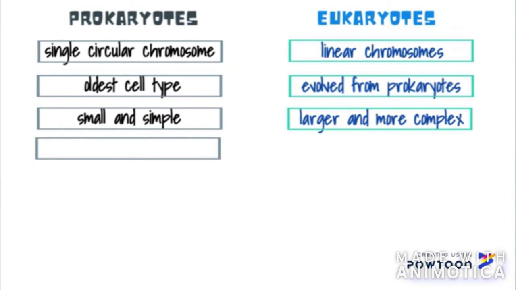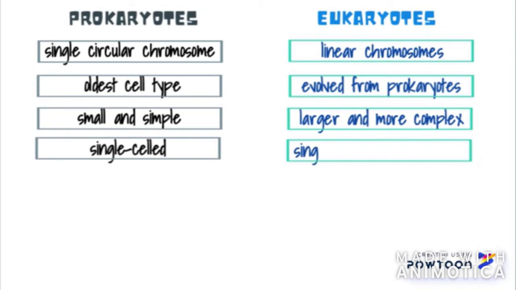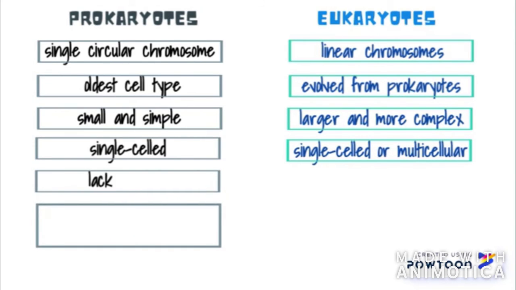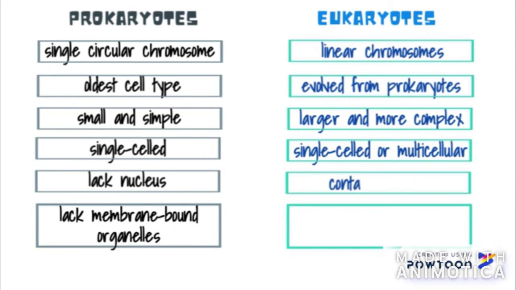Prokaryotes are single-cell organisms. Eukaryotes can be either single-cell or multicellular. And finally, prokaryotic cells lack both a nucleus and membrane-bound organelles. Eukaryotic cells have a nucleus and contain organelles.